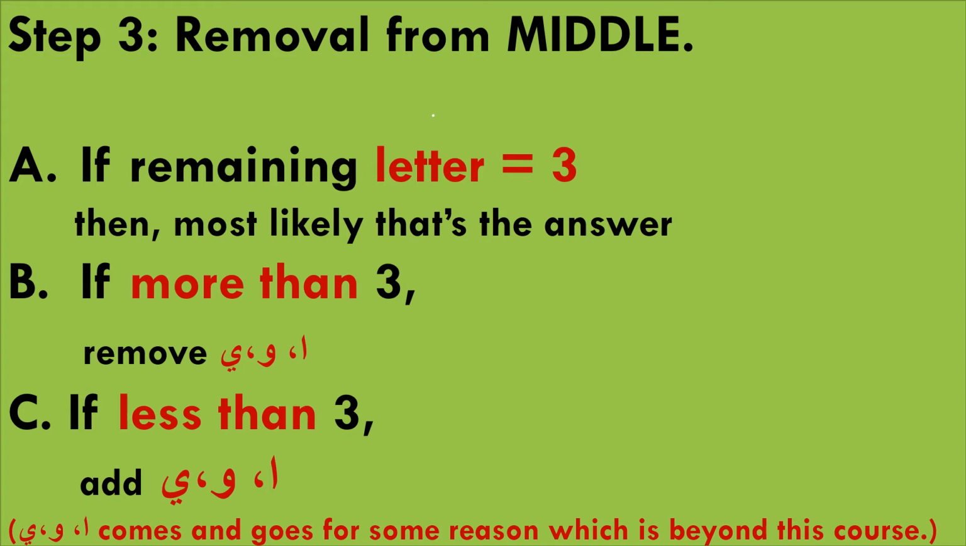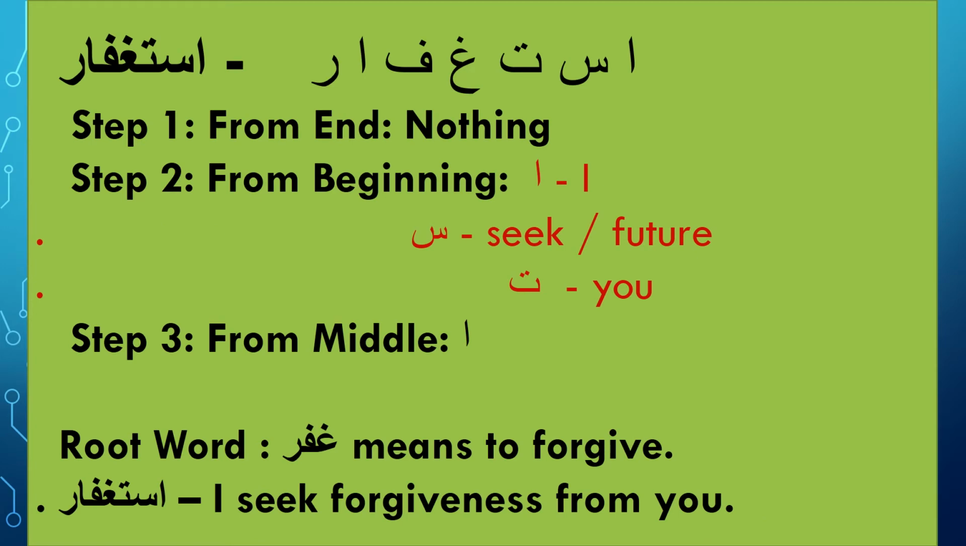So, too much of theory, let's quickly analyze the following words. Astaghfar: it consists of alif, sin, ta, ghain, fa, alif, ra, 7 letters. So we have to remove 4 letters. The first one is to remove from the end. Let's check if there is hu, hum, ka, kum, ina. There is none. There is no ina or una either. Also there is no ta marbuta. So we have nothing to remove from its end.